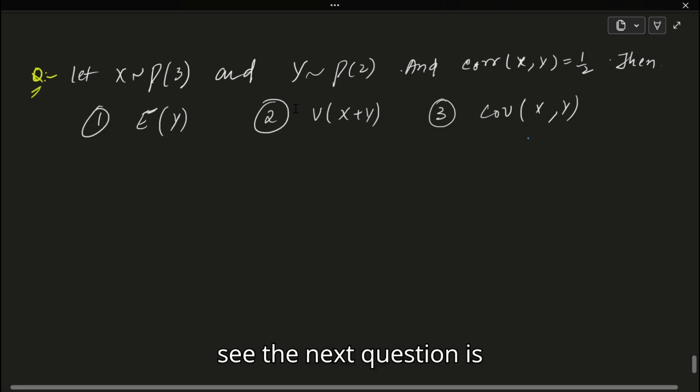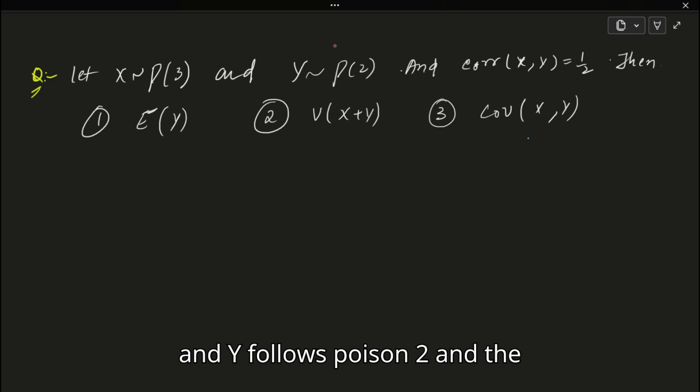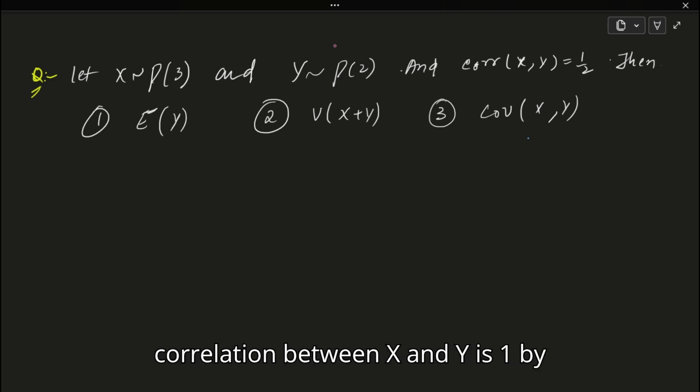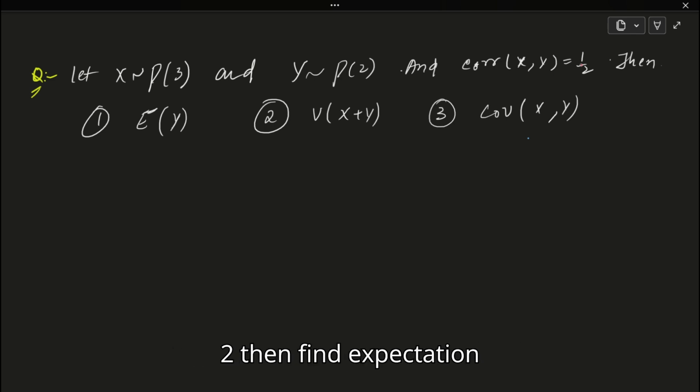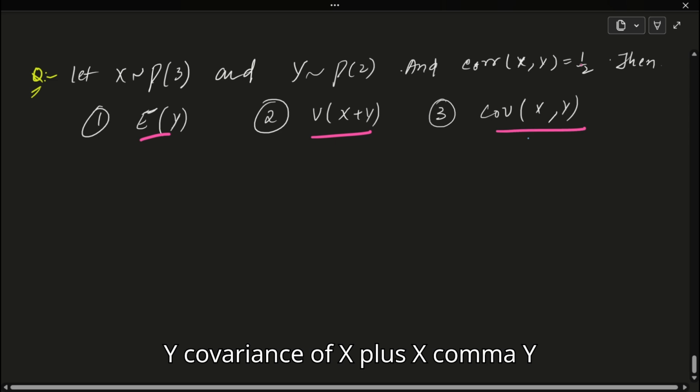See, the next question is: let x follow Poisson 3 and y follow Poisson 2, and the correlation between x and y is 1/2. Then find the expectation of y, the variance of x plus y, and the covariance of x plus y comma y.